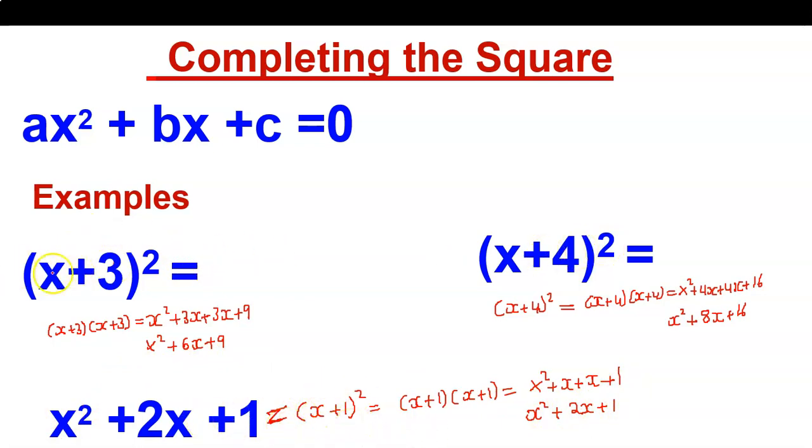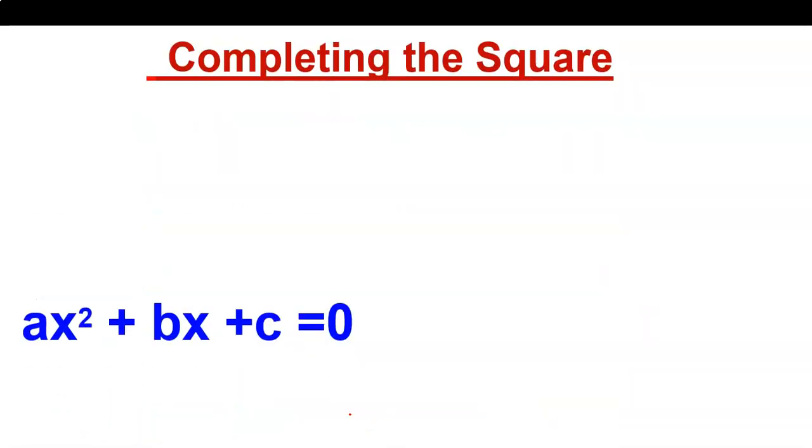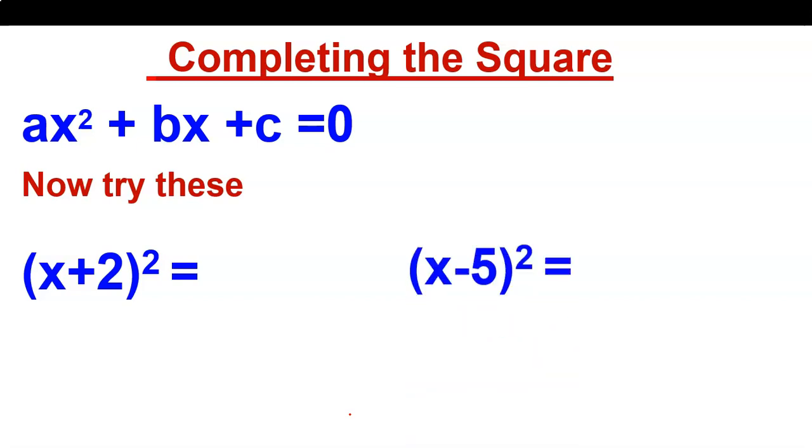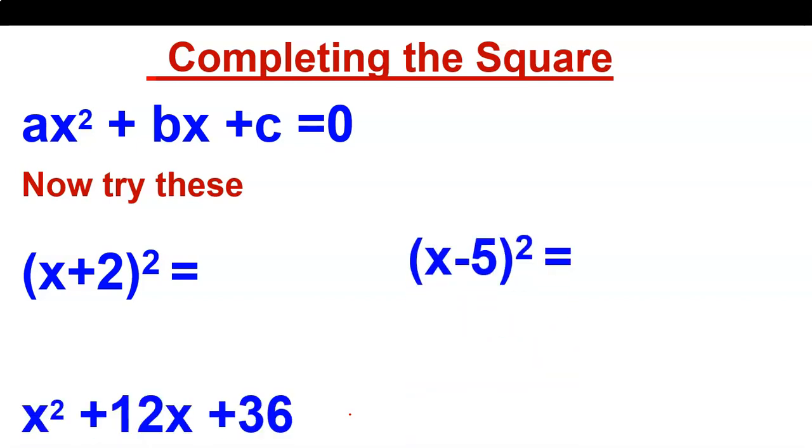Those two examples show you how to expand a complete square, and this one shows you how to get the complete square back. How do you do it? You square root this one, and you half this one and you square it. That's it. I've got here a few questions for you to try, which are similar to what we've done in the examples. Stop the video now and try them.